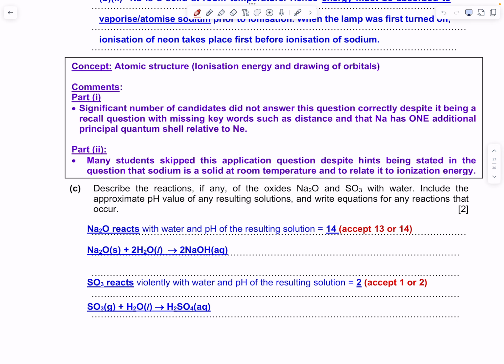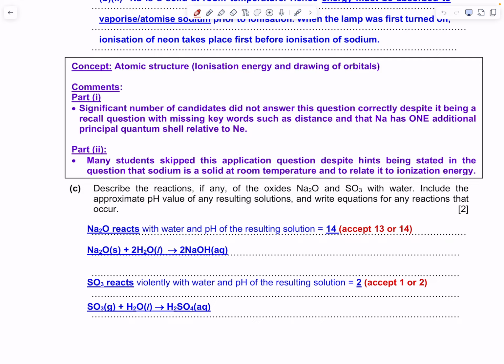Next. Describe the reactions, if any, of the oxides Na2O and SO3 with water. So this one, I would say that for those of you who memorize, you would probably have gotten full marks. I did not accept pH 12 or 11. It is either 13 or 14.